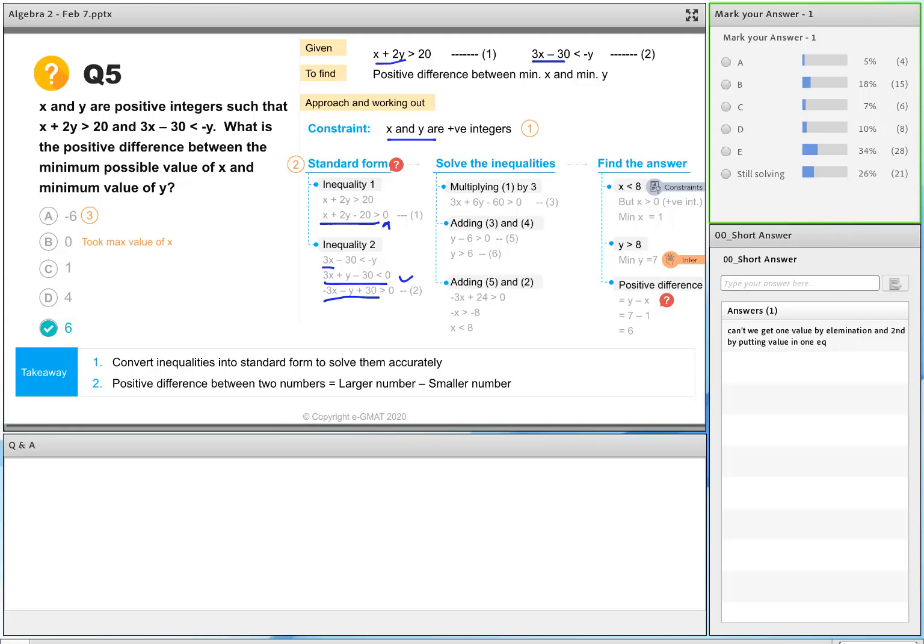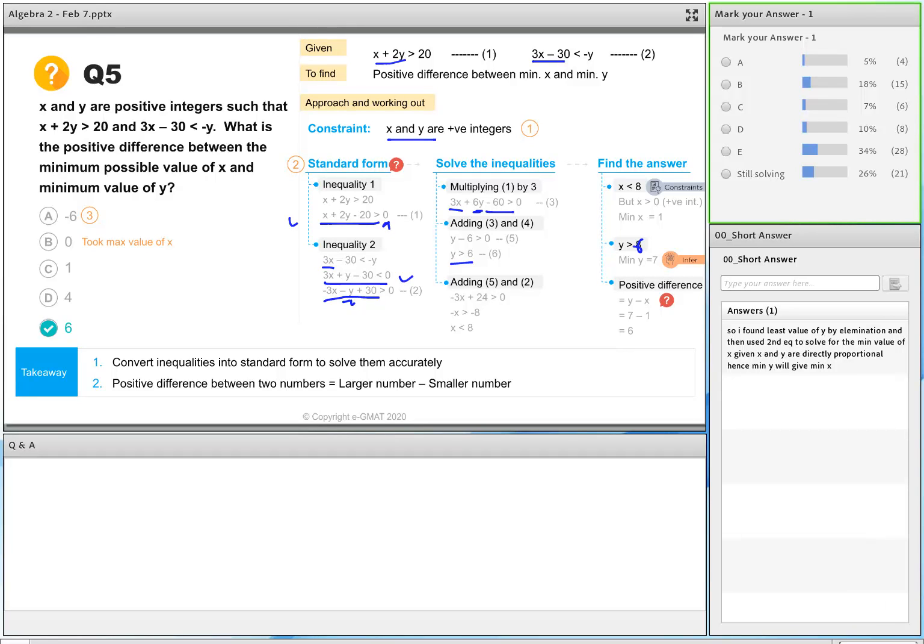So here what do I have? I have plus 2y, here I have minus y. So what you do is you multiply the first inequality with 3. When you multiply the first inequality by 3, you get 3x plus 6y minus 60 greater than 0. And then when you add both of these, the positive 3x would negate with the negative 3x. I have a 6y over here, a minus y over here. So I get 5y, and then when I simplify that, y would be greater than 6. I'm sorry, it would be y greater than 6 and not 8.